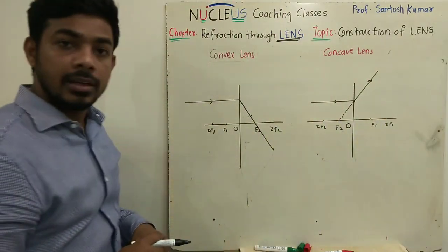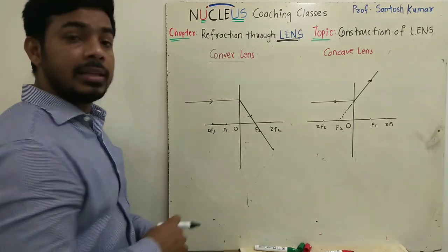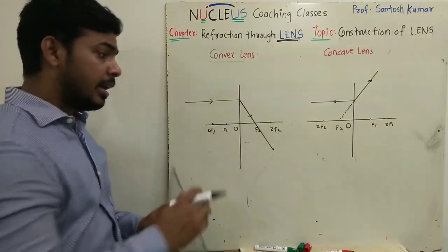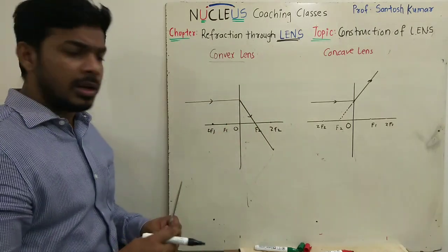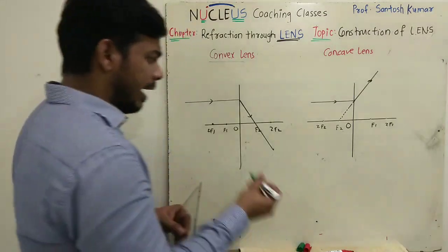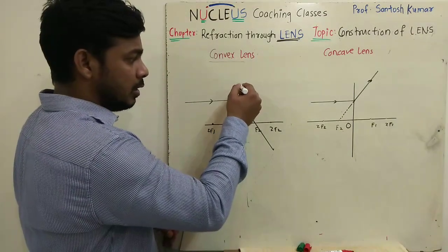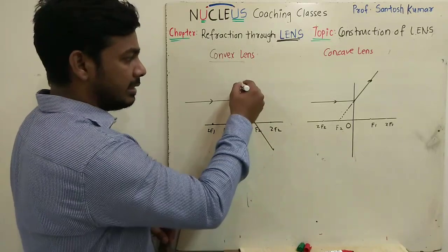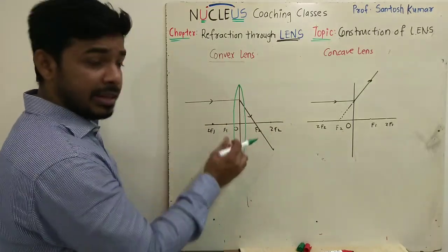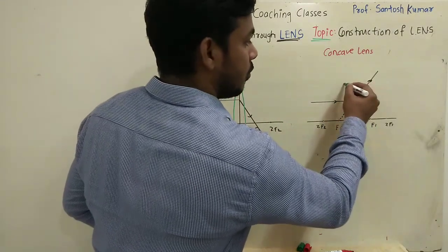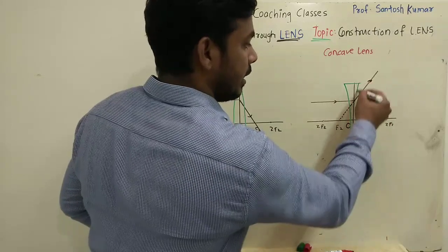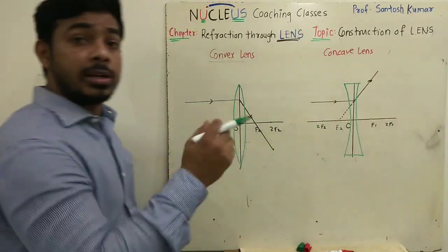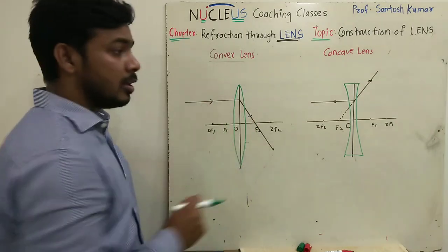Did you see this? Even without drawing the lens, you can draw this ray diagram, and if you draw the ray diagram properly, after that, if required, you can draw the curved surface. For convex it will be like this, it should be very thin, and for concave it will be like this, or you can use a protractor to draw these curved surfaces.